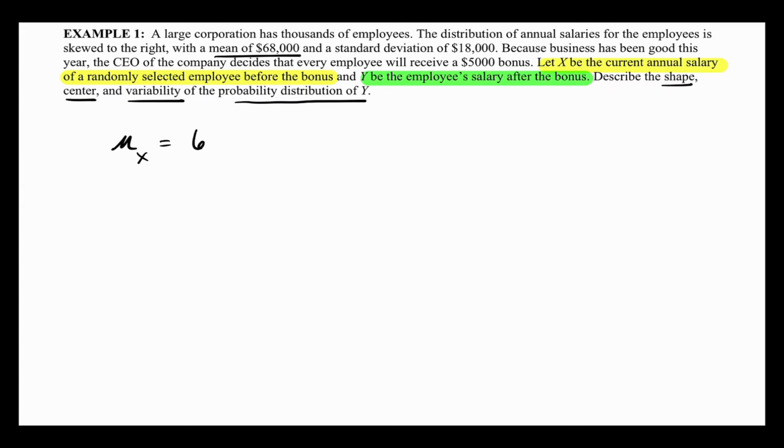Okay, so I know $68,000 is their usual expected value. The usual standard deviation is $18,000. That's what I know. And then everyone's getting a $5,000 bonus, right? Okay. So what they want to know is three things: shape, center, and spread, variability.